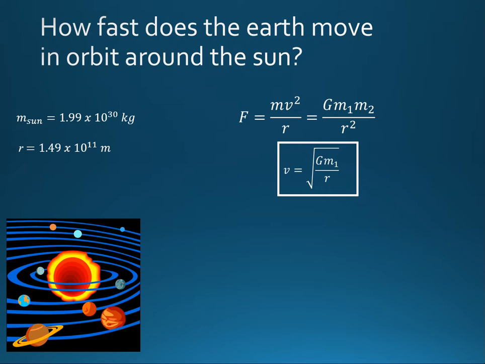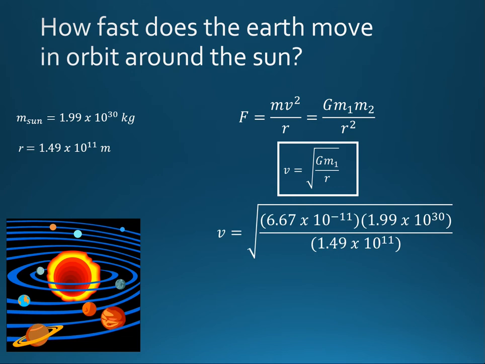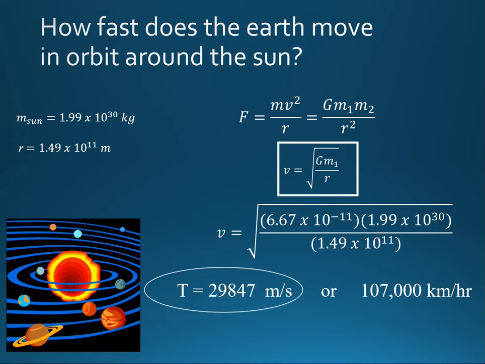Substituting in now our gravitational constant as well as the mass of the Sun and the radial distance, we have this. And so we can calculate that the velocity would be 29,847 meters per second, or approximately 107,000 kilometers per hour.